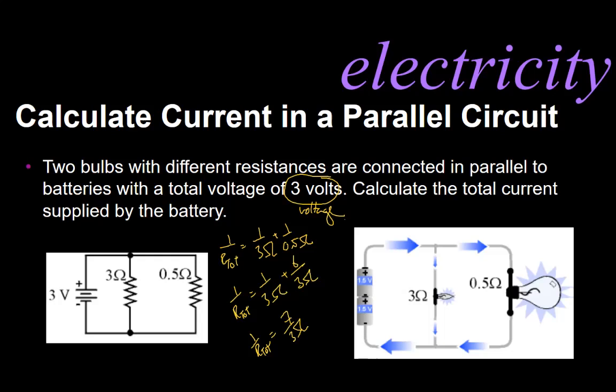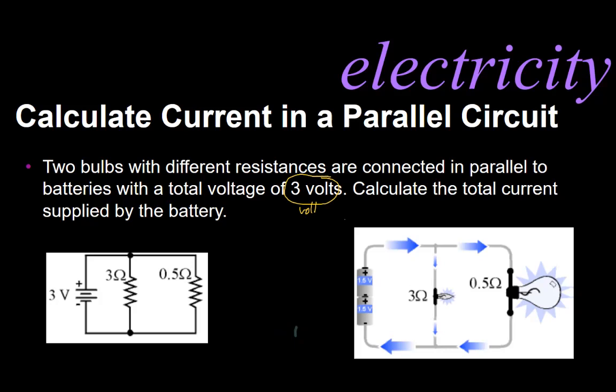Wait, does it want us to calculate the total current supplied? We can't do it this way. We need to go back and do this for each individual one. So let's do this a different way. We still need to think about things in terms of the 1 over R total, but we need to find how much current is in each pathway. So let's try this again.